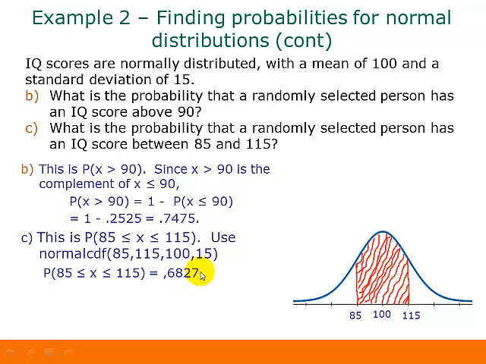If this seems somewhat familiar, that's good. When we talked about the empirical rule back in Chapter 3, remember that said that approximately 68% of values are within one standard deviation of the mean. And that was when we had a bell-shaped curve. So that ties directly to what we have here. We've got exactly one standard deviation below and one standard deviation above the mean, and the area under our curve is the same as the percentage of data values that would be between those two values.